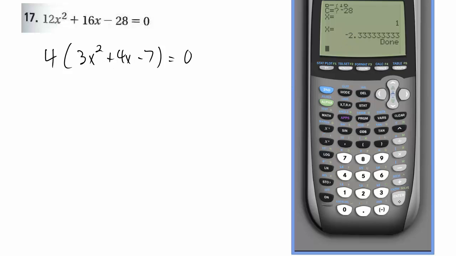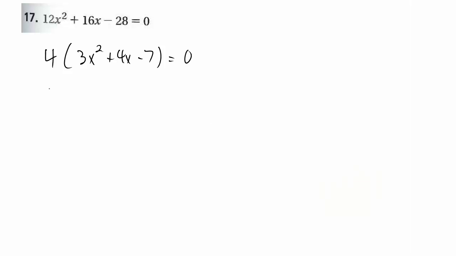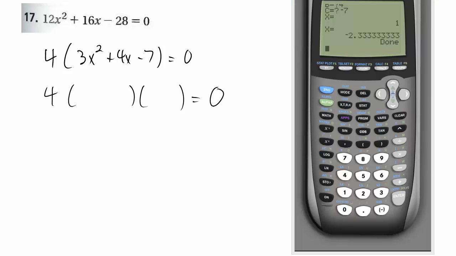Or I could have even run the same thing, but with 3, 4, -7. Notice how I get the same solutions, 1 and -2 1/3. If you want to do it by hand, that's perfectly okay. If you'd rather do it by hand than use the quadratic formula, sometimes you can.